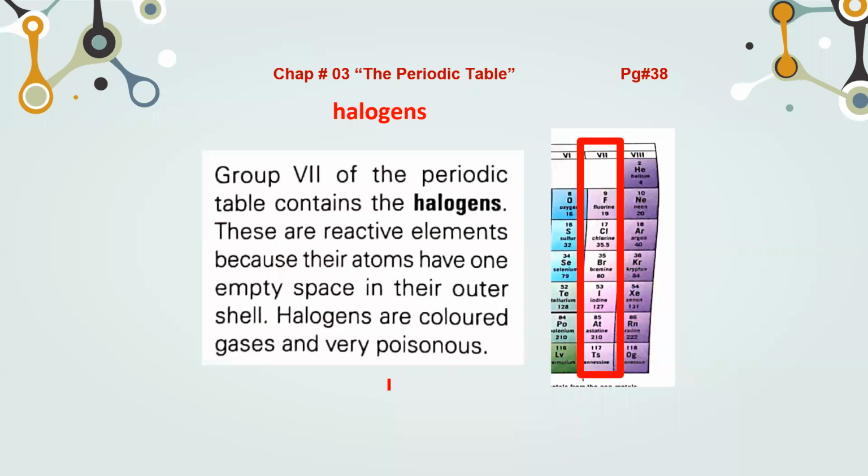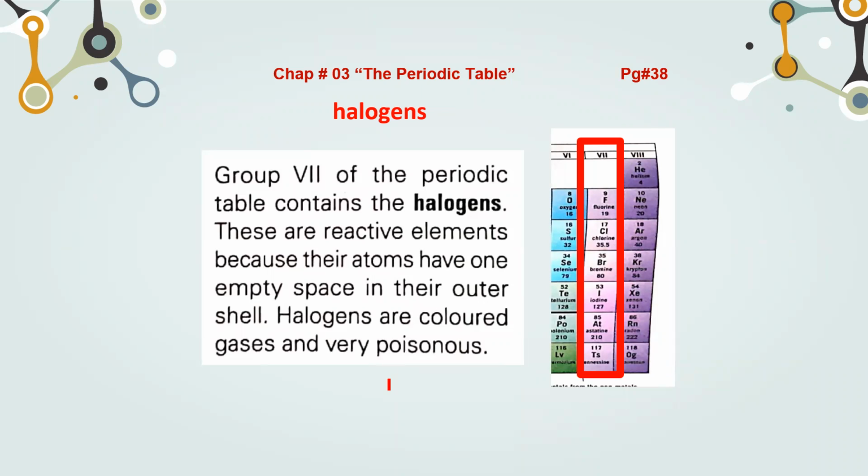Why are they highly reactive? Because they have 7 electrons in their outermost shell, and they need 1 electron desperately. So they can snatch 1 electron from the elements of group 1, and they will complete their outermost shell. So that's why they are highly reactive. These are reactive elements because their atoms have 1 empty space in their outer shell.